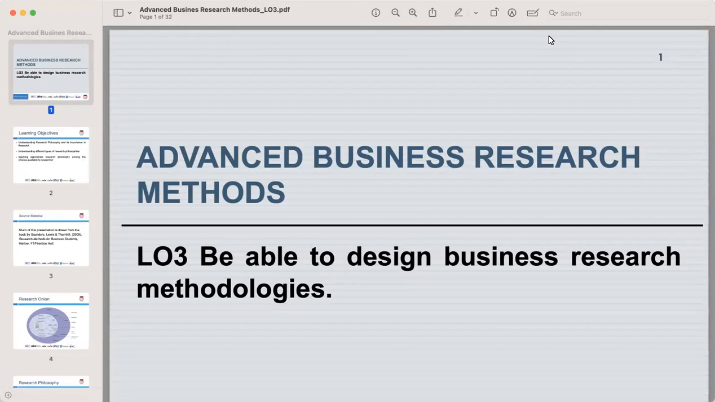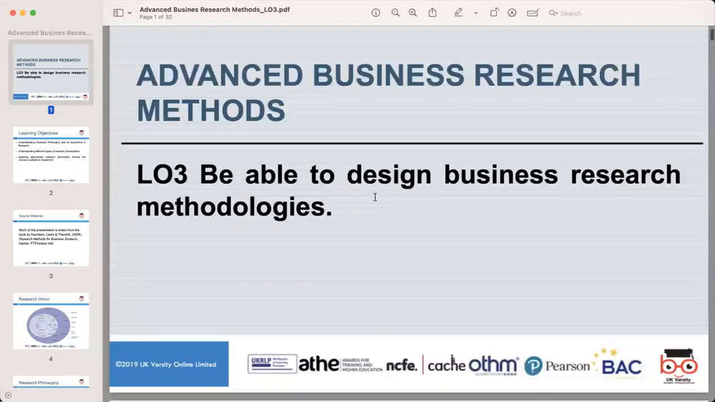My name is Yasser Golfraz, and today we'll be discussing the topic of designing business research methodologies. Today, this is our learning outcome 3 of advanced business research. So let's start with our learning outcome 3. So this is learning outcome 3, be able to design business research methodologies.